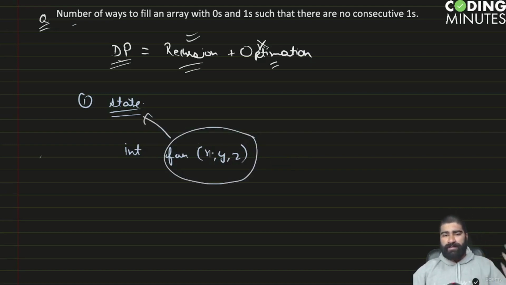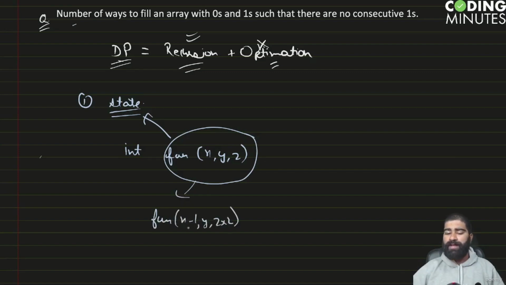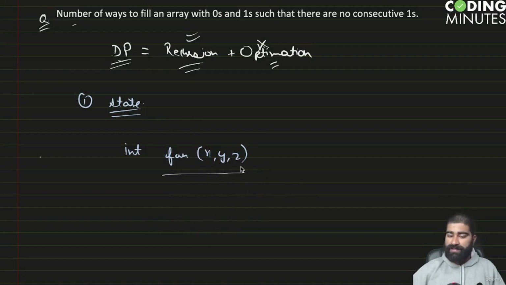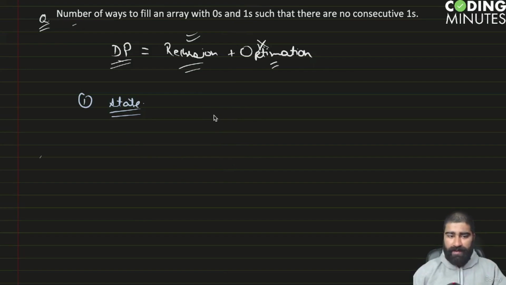It will depend on other states, like fun(x-1, y, z*2), something like this. So it will depend on other states. Initially we need to decide a state, what state can I take, and after deciding that state, we have to code it recursively, nothing else. And of course we'll have a base case which will return the answer. So let's find a state for this problem, but before that, let's understand this with an example.